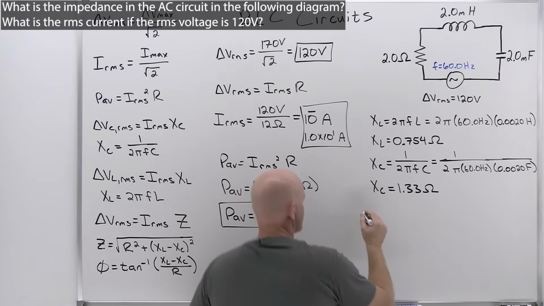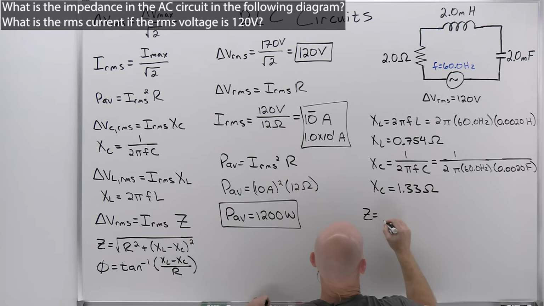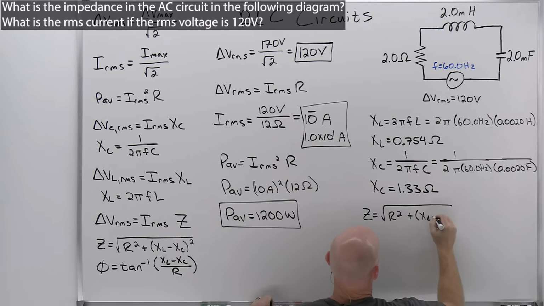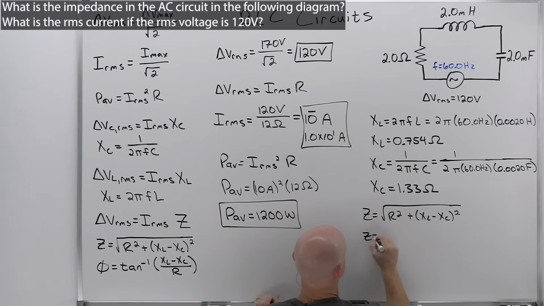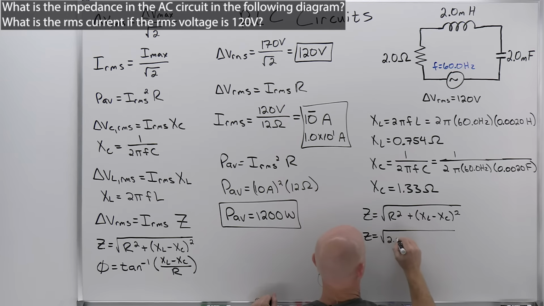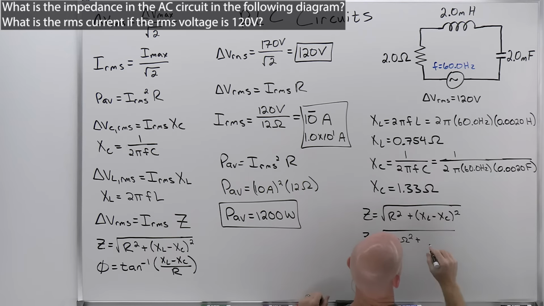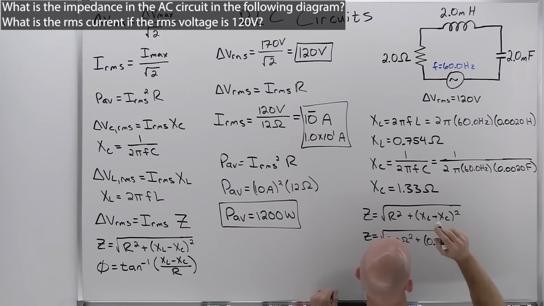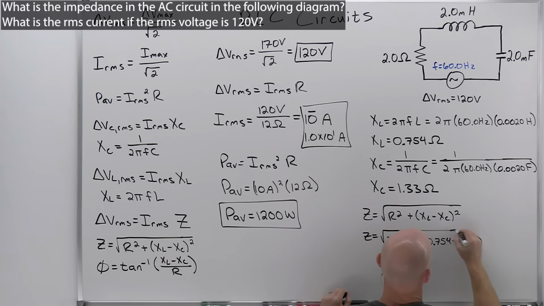All right, now we can calculate Z. And again, Z is going to equal the square root of R squared plus XL minus XC squared, which in this case is 2.0 ohms squared plus 0.754 minus, and in this case, 1.33. Those are in units of ohms, and then we'll square it.